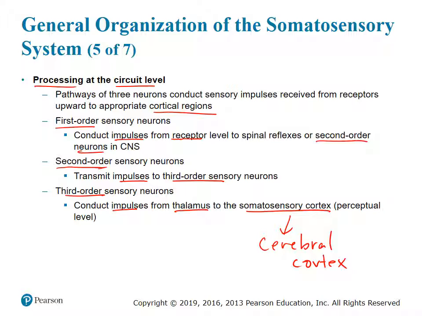So most first order neurons are PNS, right? This would be considered CNS in the second and CNS in the third. That's what we're seeing there, basically.